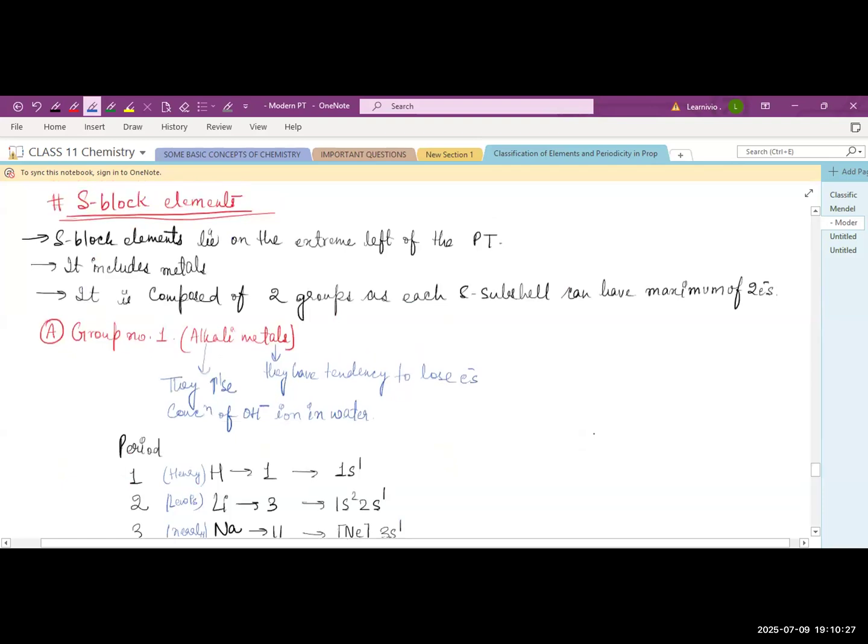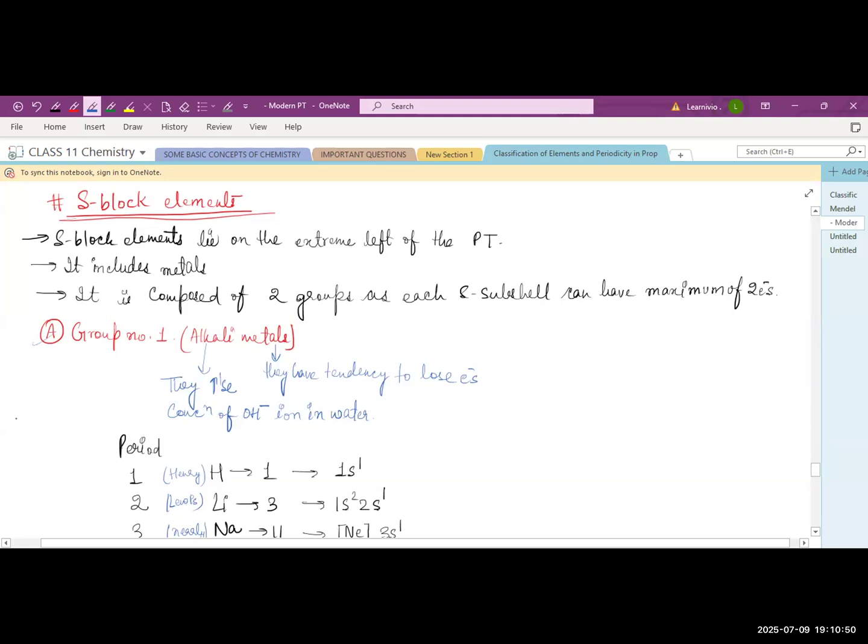S block elements lie at the extreme left of the periodic table. Basically, we know that S block elements include metals. There are two groups: Group number 1, which is alkali metals, and Group number 2, which is alkaline earth metals. There are two groups in the S block elements.